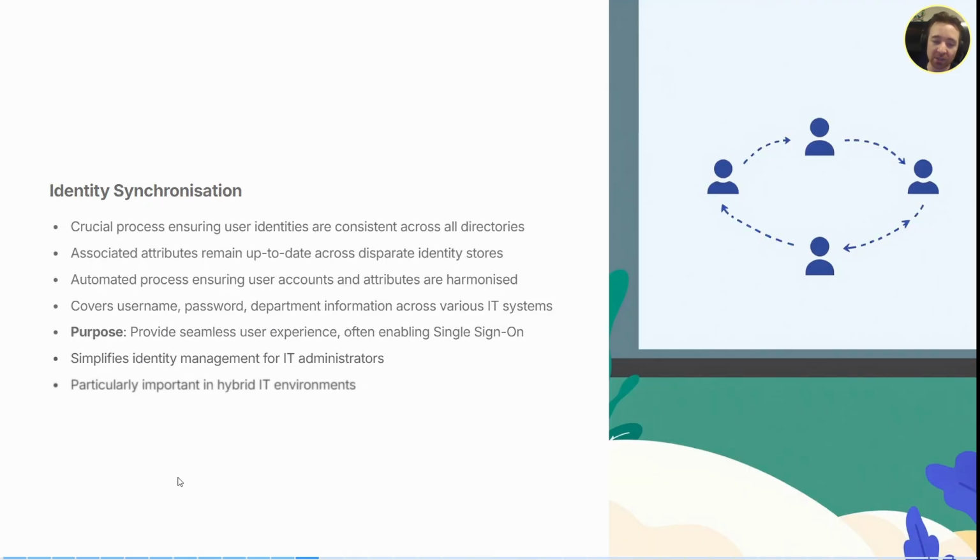The one thing we do need to roughly go through is identity synchronization. So what is this? It's ensuring user identities are consistent across all directories. So your associated attributes remain up to date across your different identity stores. It's an automated process which ensures user accounts and attributes are harmonized. So look, if you've got a user identity here, you want to make sure that user identity for John Smith has the same, everything identical, everything synchronized all across the board. So he has the same permissions, etc., all across the board. He's set up and ready to go no matter where he goes.